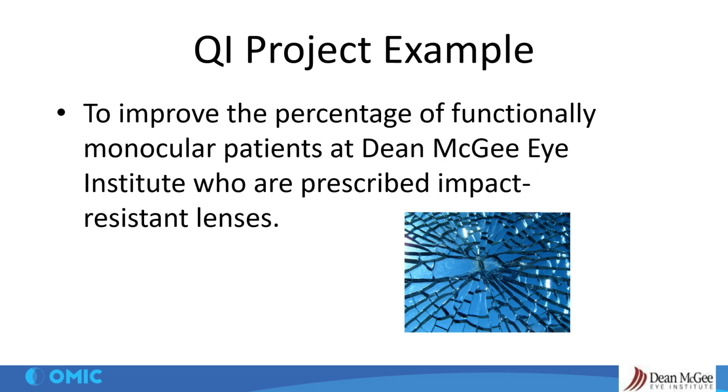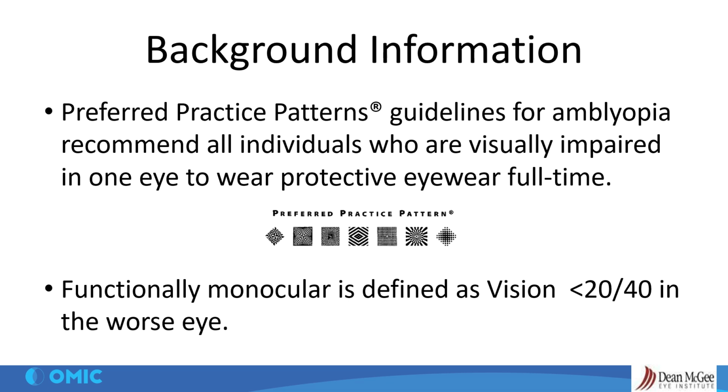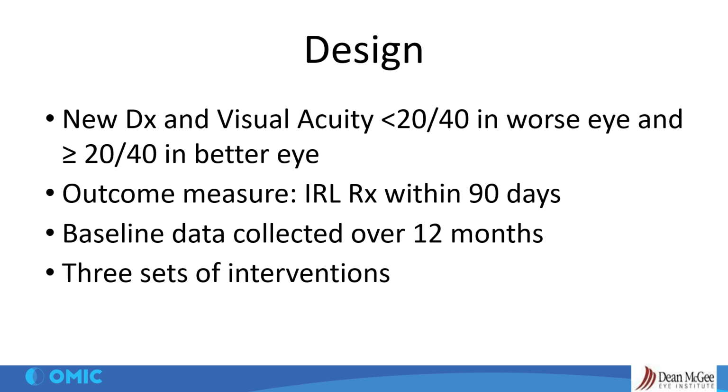I'd like to share with you an example of a QI project we did in our practice, which was to improve the number of patients who were prescribed impact-resistant lenses when they were functionally monocular. The AAO preferred practice pattern guidelines for amblyopia define functionally monocular vision as less than 20/40 in the worst eye, and they recommend the use of protective eyewear at all times for people with monocular visual impairment. This project consisted of looking at qualifying patients with an outcome measure of how many got a prescription for impact-resistant lenses within 90 days of presentation.